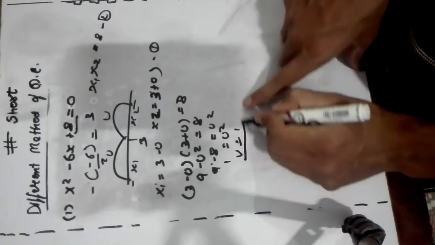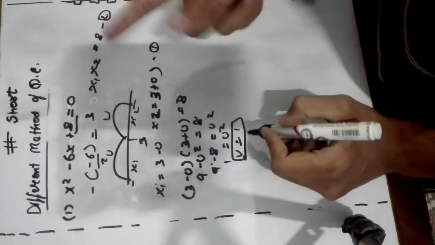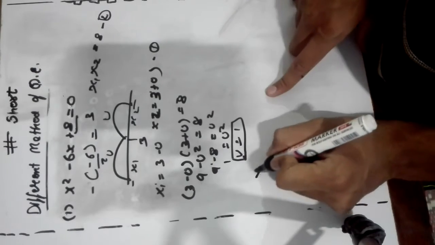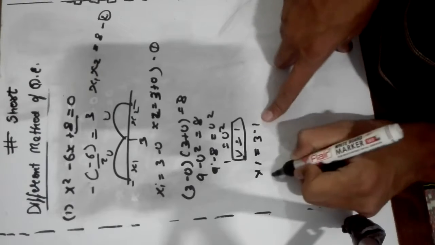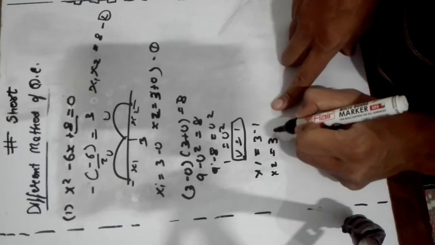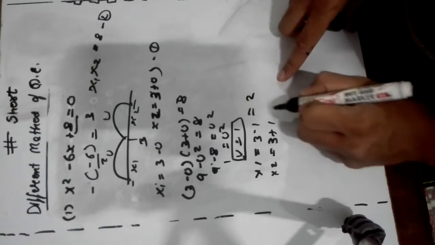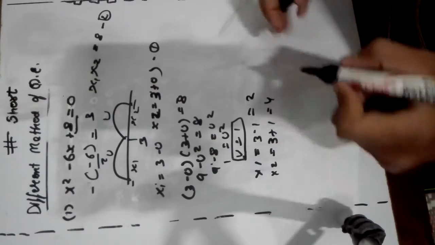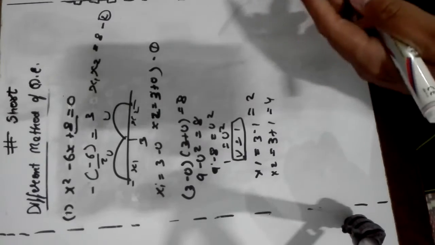Now when we get u, you can put it in x1 and x2 to find the values. So we have x1 equals 3 minus 1 and x2 equals 3 plus 1. We get 2 and 4. So here are the roots. Now let's take a complex one to understand how it works.